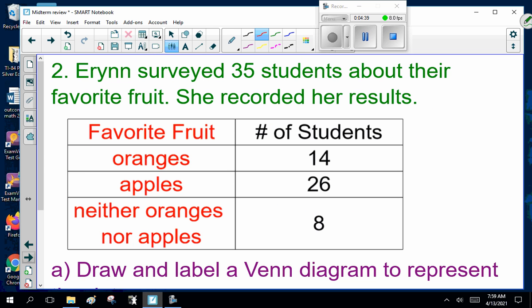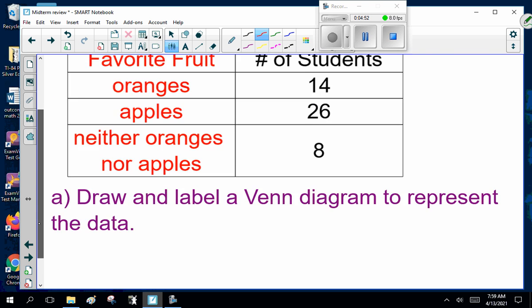Moving on. Aaron surveyed 35 students about their favorite fruit. She recorded her results. Favorite fruit, number of students. Oranges, apples, neither oranges nor apples. First things first. Draw and label a Venn diagram to represent the data.